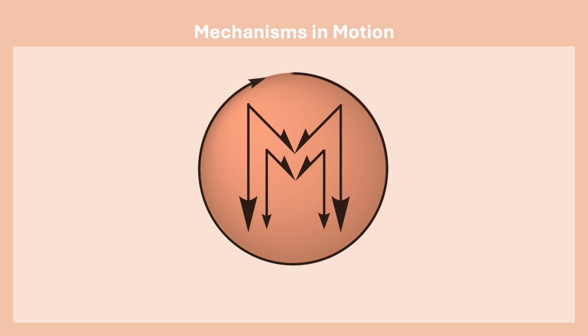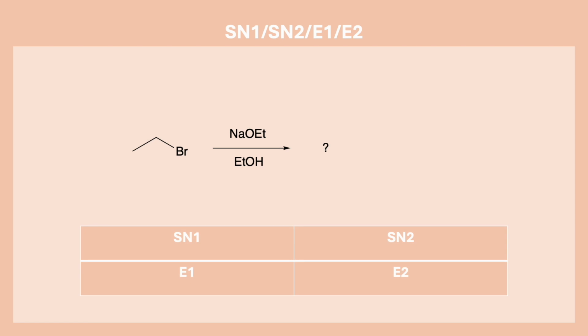Nucleophilic reactions can occur by a variety of different mechanisms depending on the reactant, the solvent, the nucleophile, and other reaction conditions like the temperature. For the following reactions, decide whether each is SN1, SN2, E1, or E2. The first reaction involves an alkyl bromide, sodium ethoxide, and ethanol. Choose whether this reaction is SN1, E1, SN2, or E2.